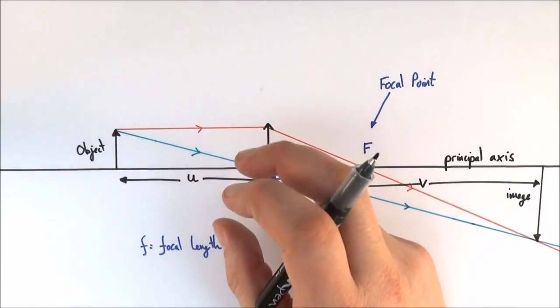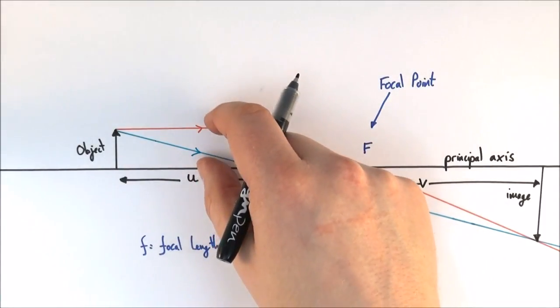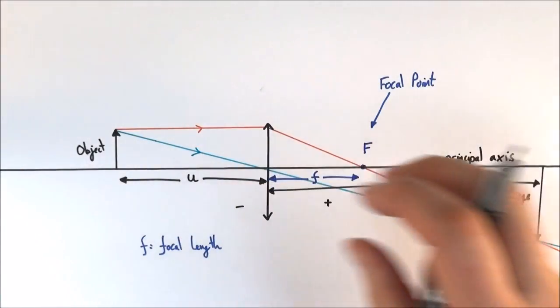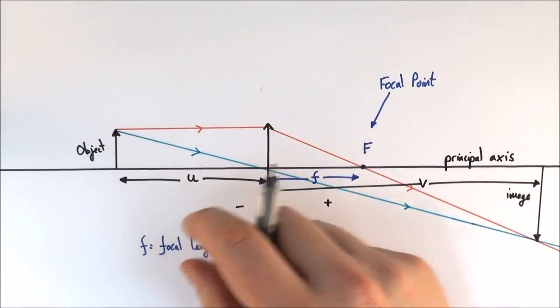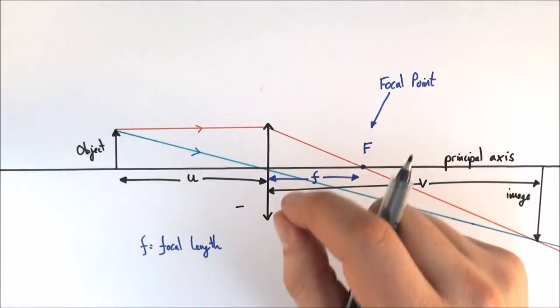So I've got a whole load more videos that talk about how we actually construct these diagrams to look at where the image is formed, as well as linking things like the focal point to the power of that lens.